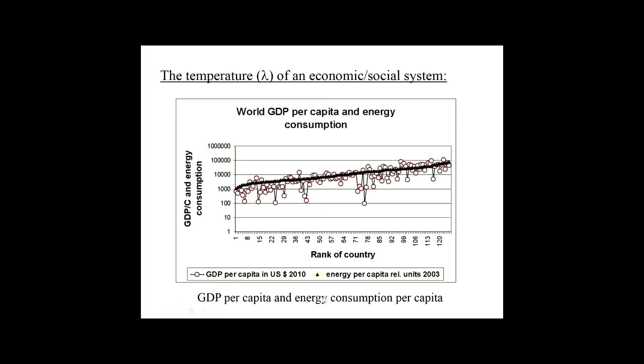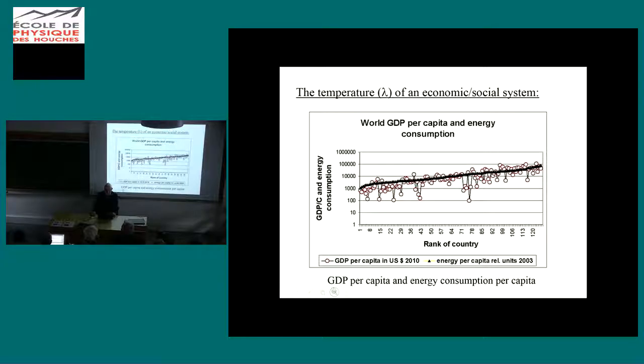And we can look at the GDP per capita for the 125 biggest countries in the world and compare that to the energy consumption per capita, and we find there is a strict linearity between these two functions. So energy and capital are strictly corresponding here.